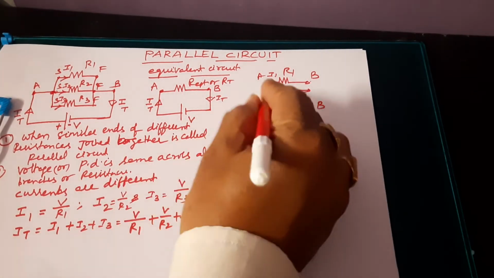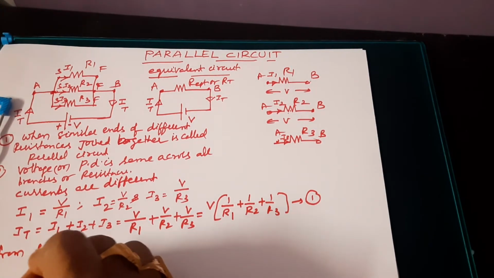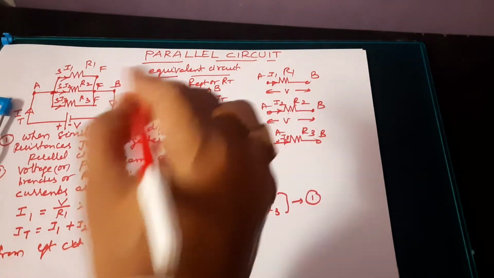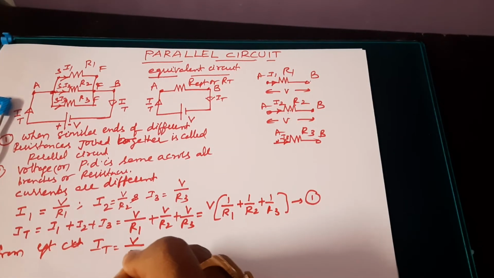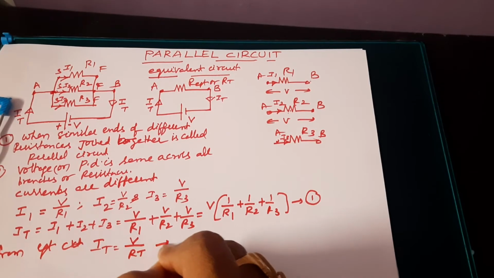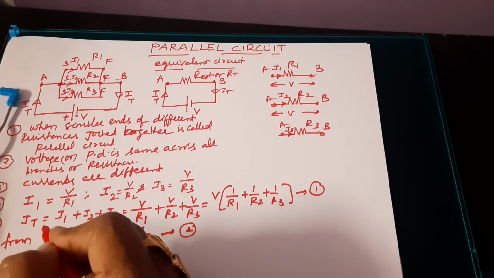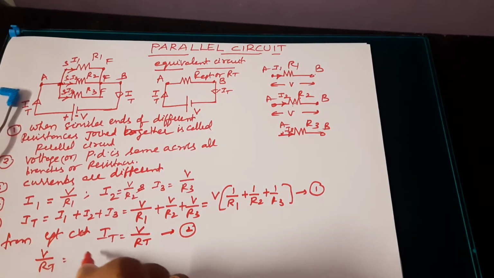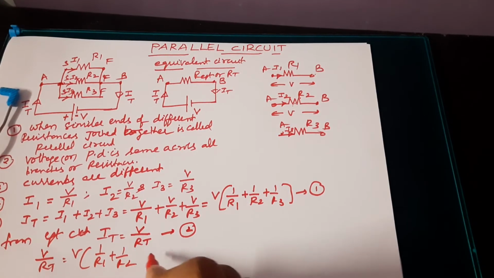Now, from the equivalent circuit, we can conclude that the total current is given by V by RT. Let it be the second equation. So therefore, by equating these two, we can write V by R total equal to V multiplied by 1 by R1 plus 1 by R2 plus 1 by R3.